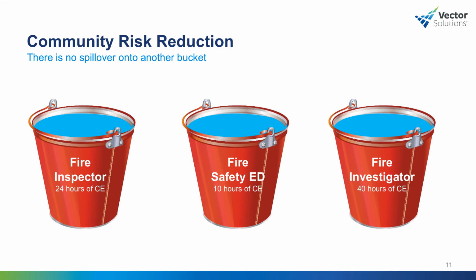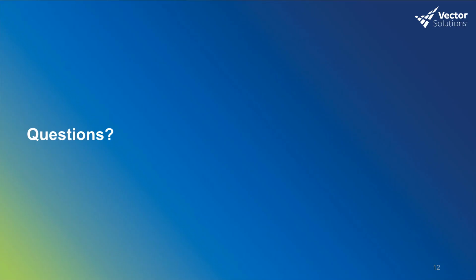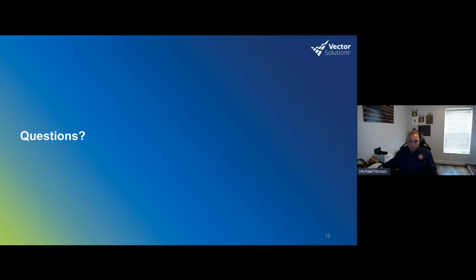Again, these are the people in your prevention bureau that are not responding on first alarm. And this is to get the extra 5.5 community risk reduction points. With that, I'm going to turn it back over to our moderator, and we'll open it up for questions.